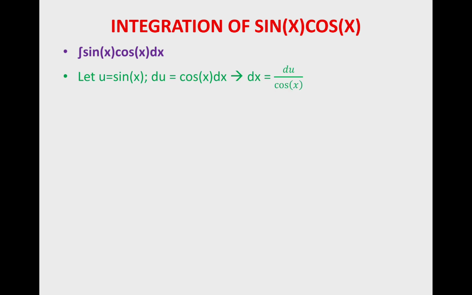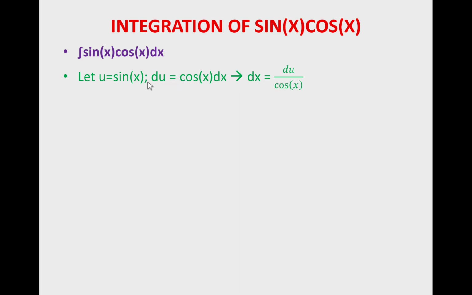So let's get going. The first thing is we'll put integration of sine x cosine x dx. Then we will let u equal sine x. We'll start with substituting sine x. So if u is equal to sine x, we do the derivative of both sides. The derivative of u is just du. The derivative of sine x is cosine x dx. Now we can solve for dx. So dx will be equal to du divided by cosine x.